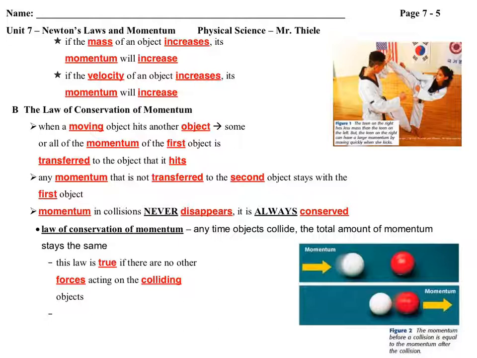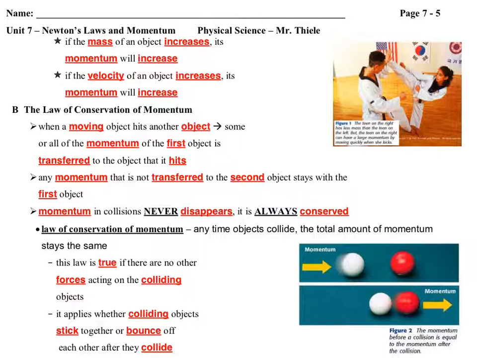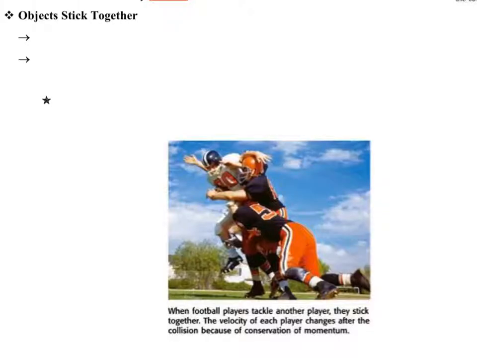Okay. When does the law of conservation of momentum apply? Or actually, a better question might be, what are the two situations that can occur when we have colliding objects? And the two situations are that we can have objects sticking together, or we can have objects that are bouncing off of each other. Okay, so first we will talk about the situation where objects collide and stick together.